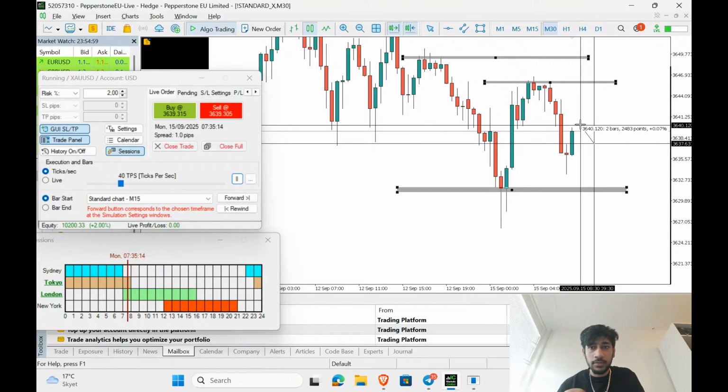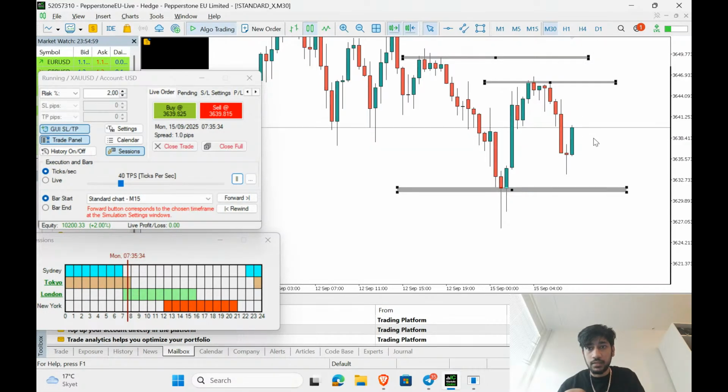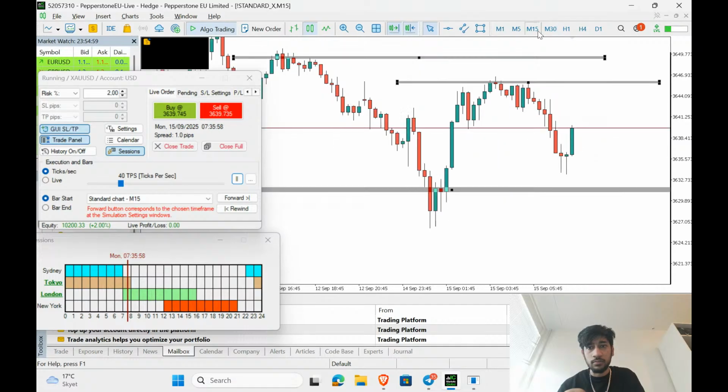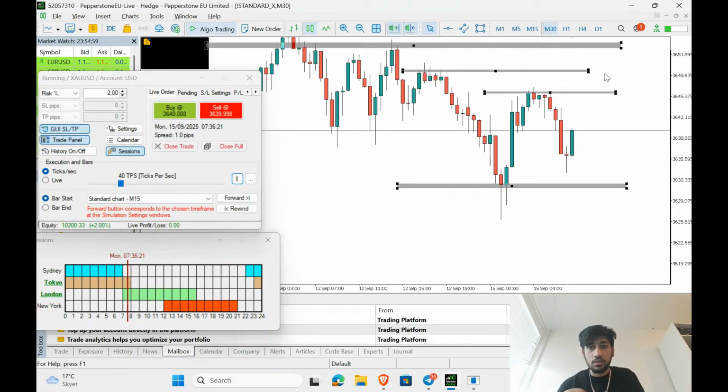Do you think this is the missed trade? No, because there was no structure being formed. So we just gotta wait.